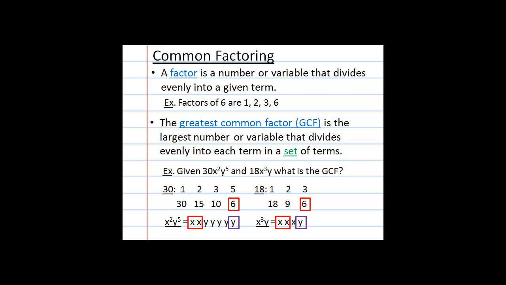I have the numerical part, which is the coefficient. I have the x parts, which we said because there's 2 of them is an x squared. And I have the y part, which is a single y value. So putting that together, I can say that for the 2 terms, 30x squared y to the exponent 5 and 18x cubed y, the greatest common factor is going to be 6x squared y. Okay?